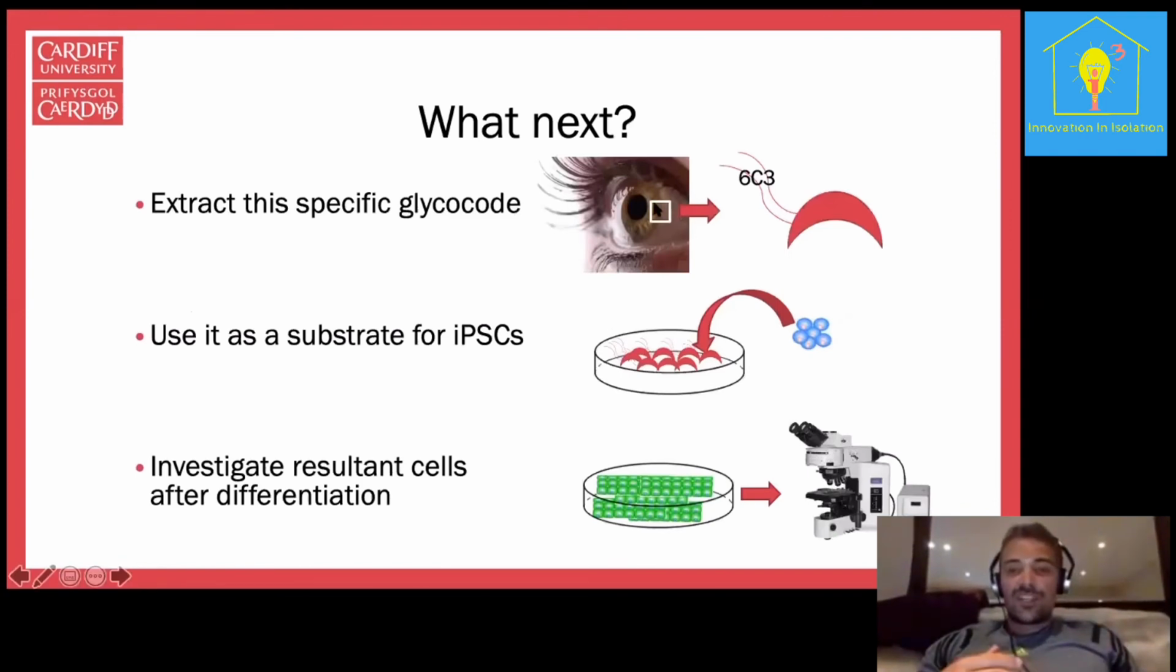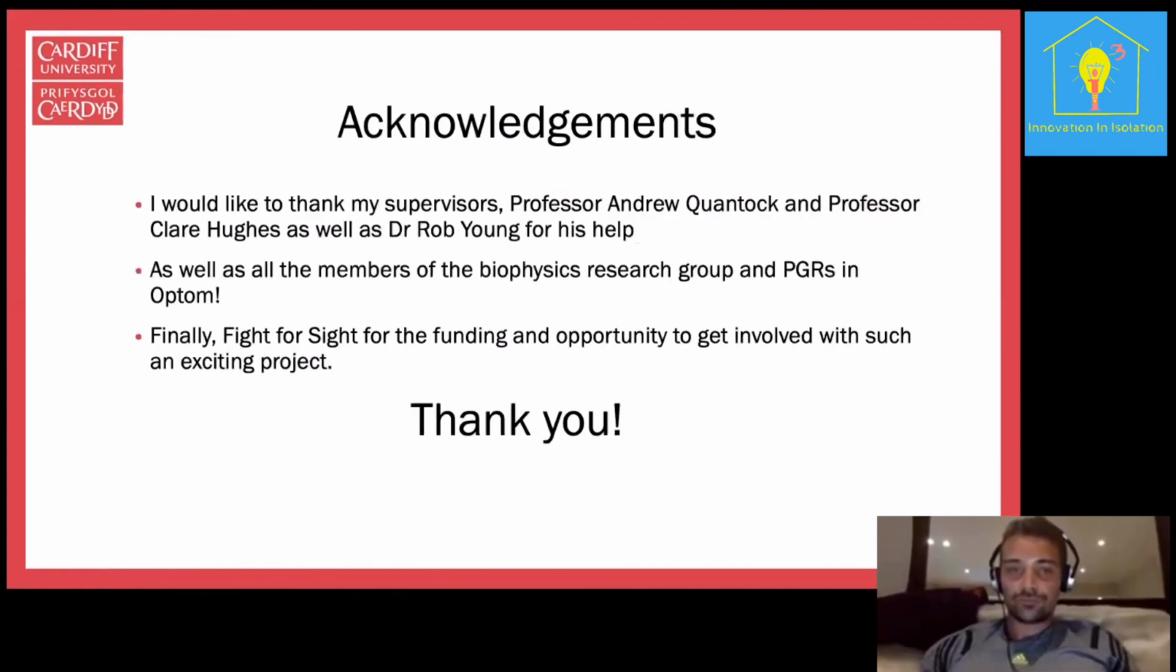So we want to see if we can take these glycocodes, we call them, so this particular barcode protein, and then use it in the differentiation that I talked about. Can we differentiate these pluripotent cells using this molecule, and does it improve the differentiation? So that's pretty much my talk. I hope that was straightforward.